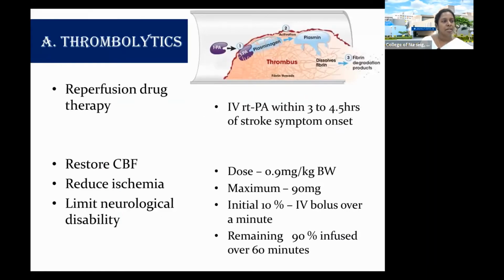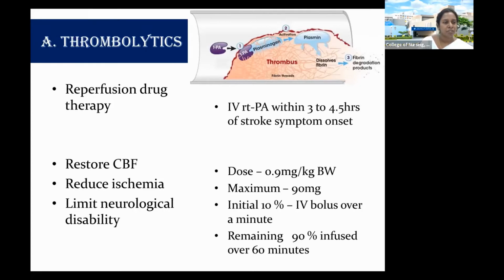When it comes to thrombolytics, which is the main drug that we give, it's the reperfusion drug therapy, where we use the drug RTPA. RTPA stands for recombinant tissue plasminogen activator. The main use of this is that it restores cerebral blood flow, reduces ischemia, and limits neurological disability. We saw yesterday, as soon as the patient is diagnosed, within 3 to 4.5 hours, that is the window period that is allowed. Within this time, this IV RTPA has to be administered.